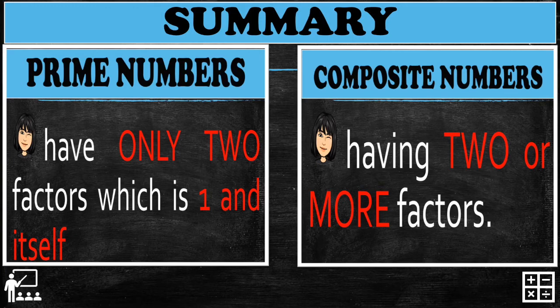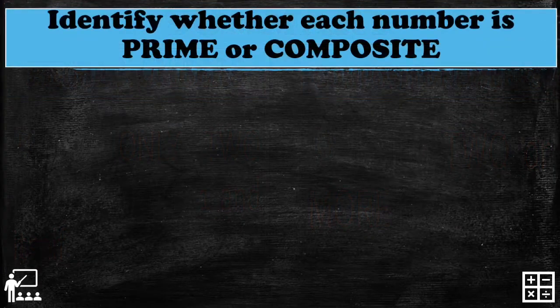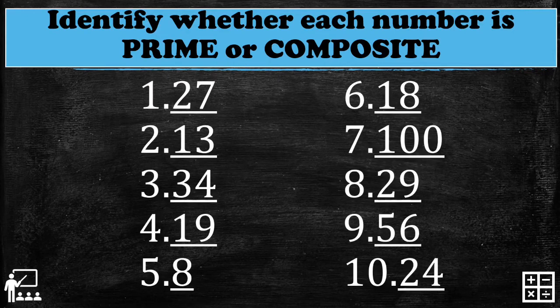So let's try. Identify whether each number is prime or composite. I'll give you 20 seconds to answer and write on a piece of paper. Then later on, we'll check your work.